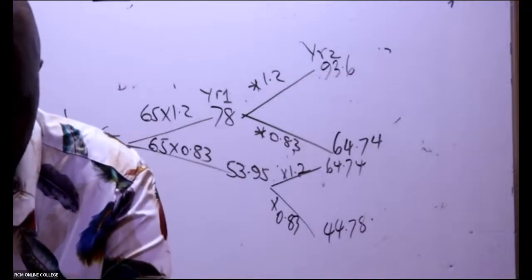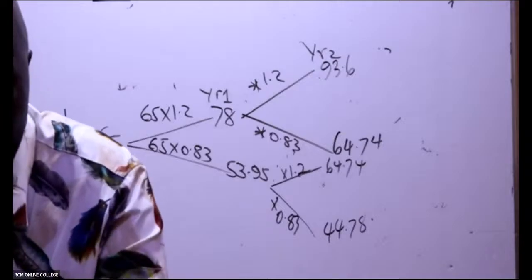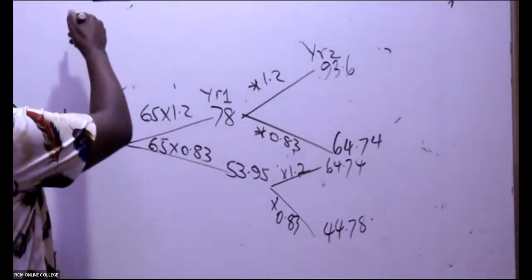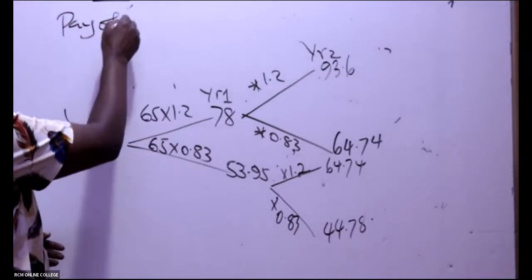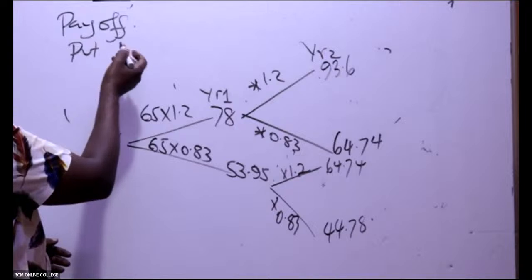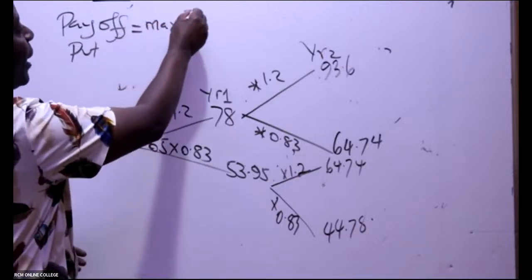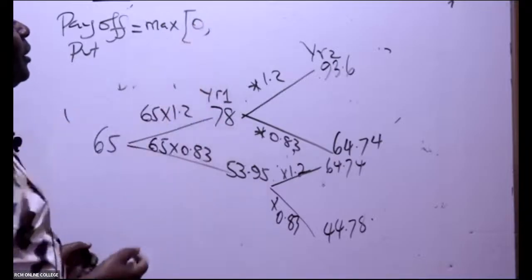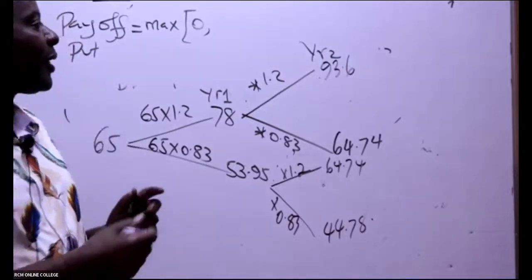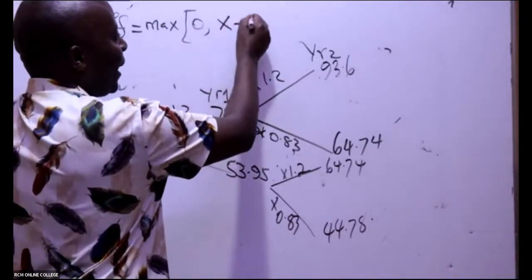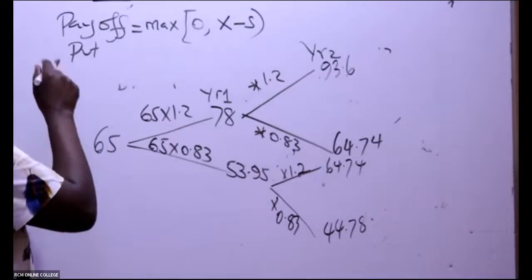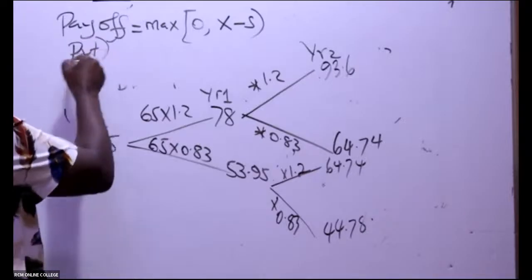Then, ladies and gentlemen, after you have been able to do that very well, please look at your question. The next thing will be for us to get what we call payoffs. How do we get these payoffs here for a put? Remember, this is a put. For a put, you will take the maximum of 0 and K or X minus S. So for each node, you are going to give us our payoffs for our put option.